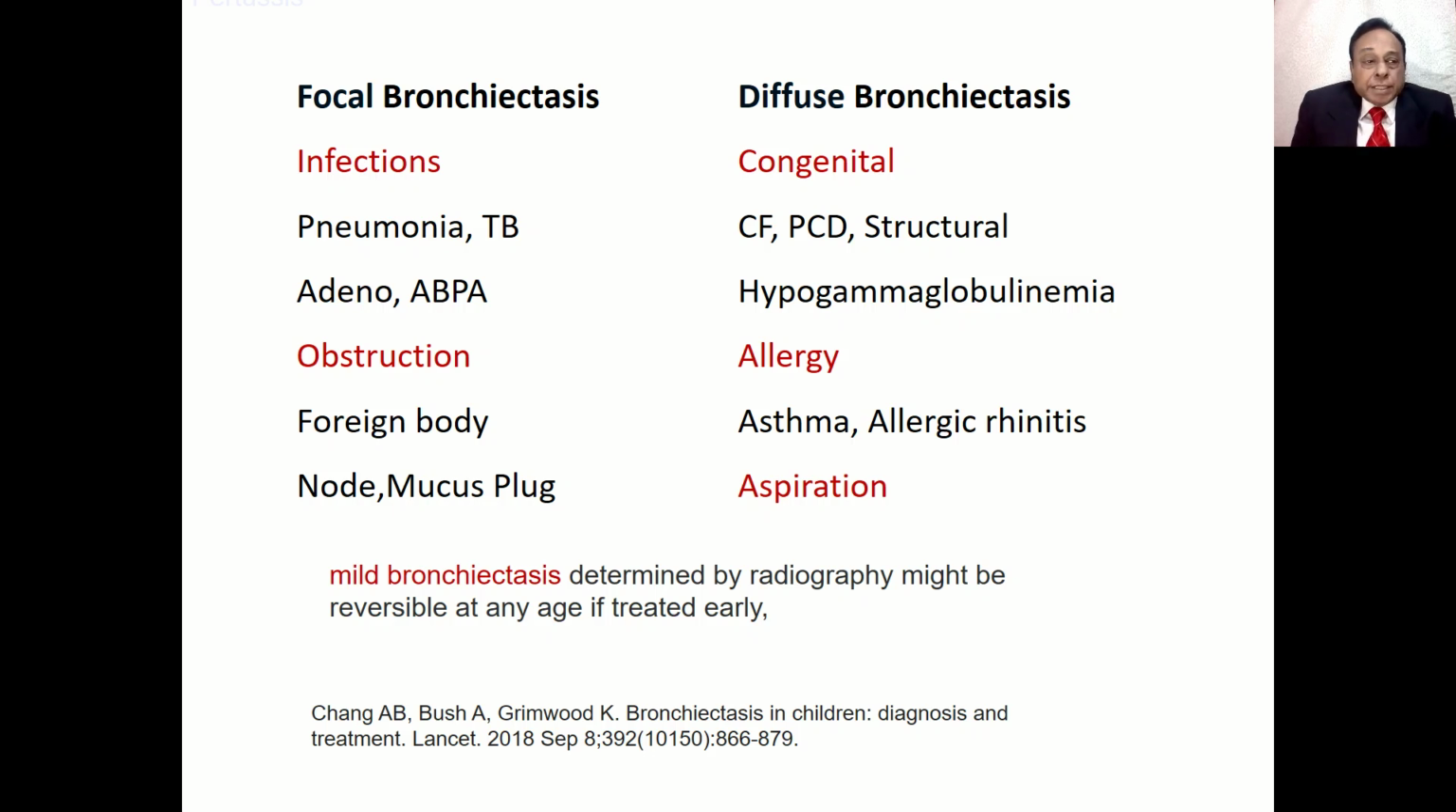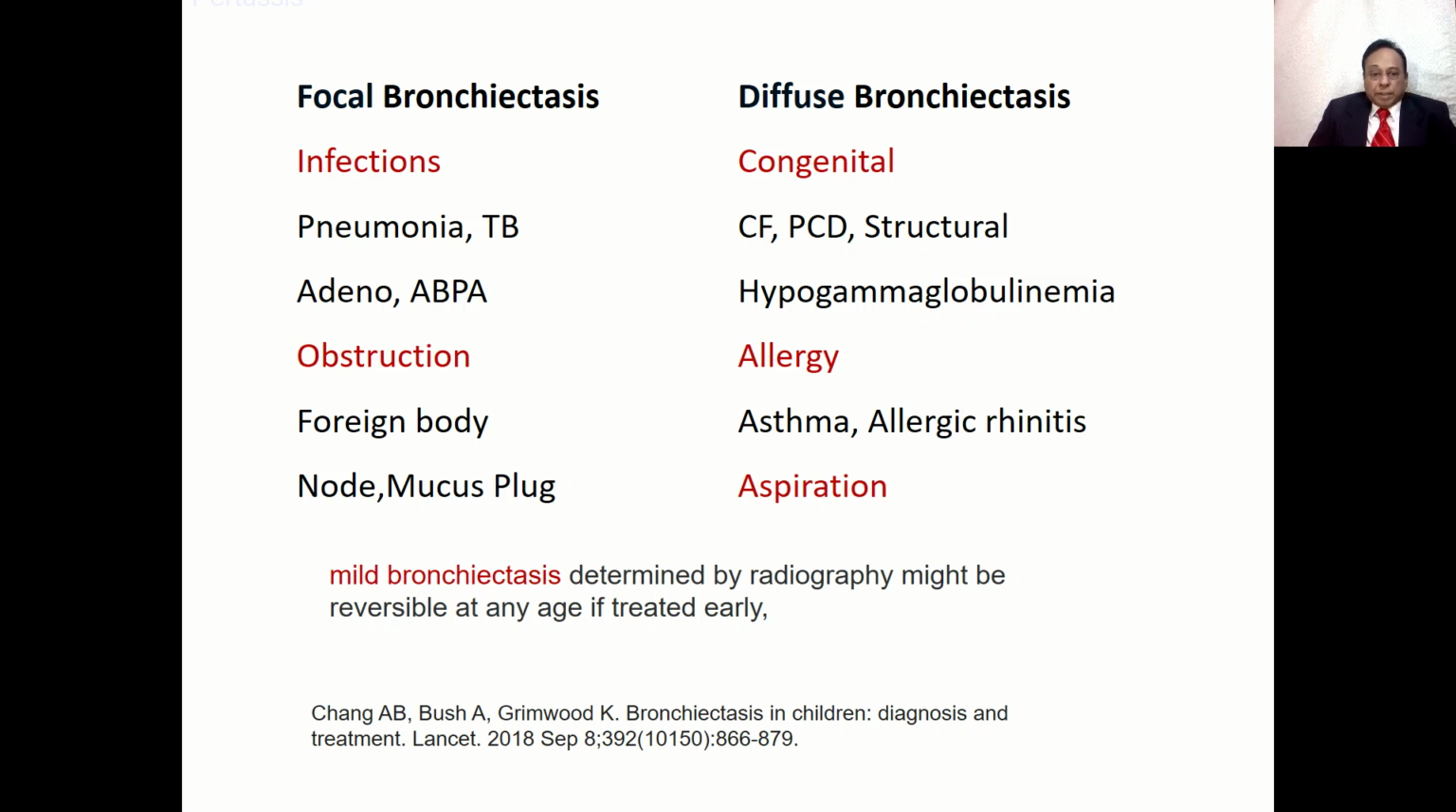Bronchiectasis can be broadly classified into focal bronchiectasis and diffuse bronchiectasis. That's the best way I am telling you. Focal means it may happen in one lobe or one side, whereas diffuse is one that happens in both the lungs. Whenever there is a focal bronchiectasis, you always think of infections, like what I said, and obstruction. That is very, very important.